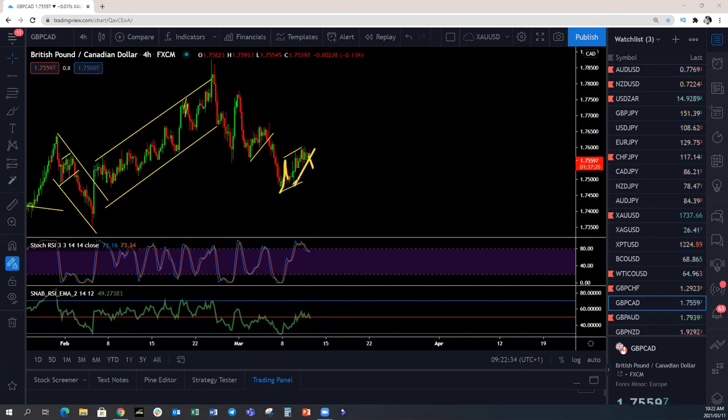Then this would have made a 3-wave structure here, and then we start making a move to the downside. We are at the top, we are below 50, so that should come down again. That is pound CAD. It makes sense for this to push down because CAD is very strong, as well as oil.